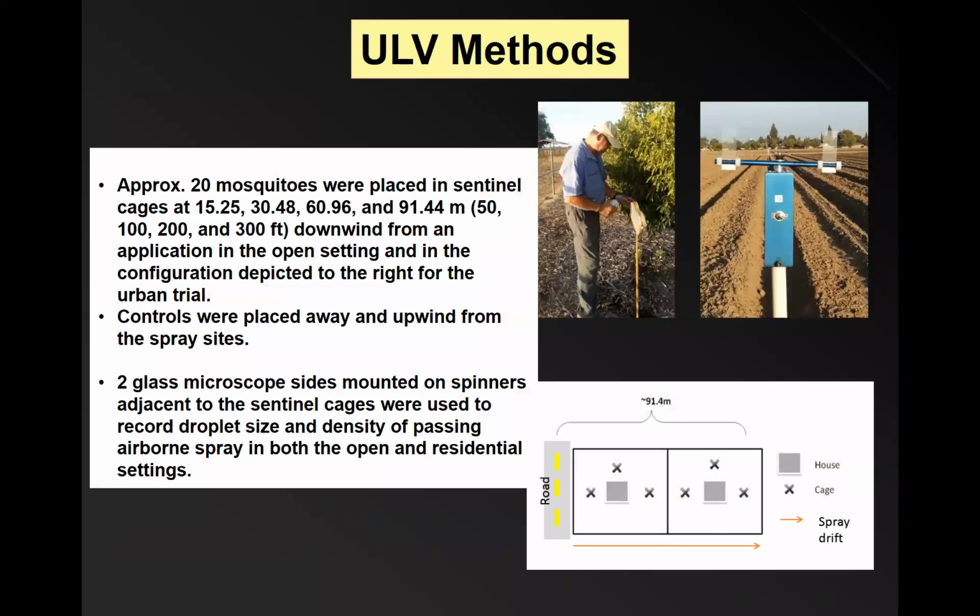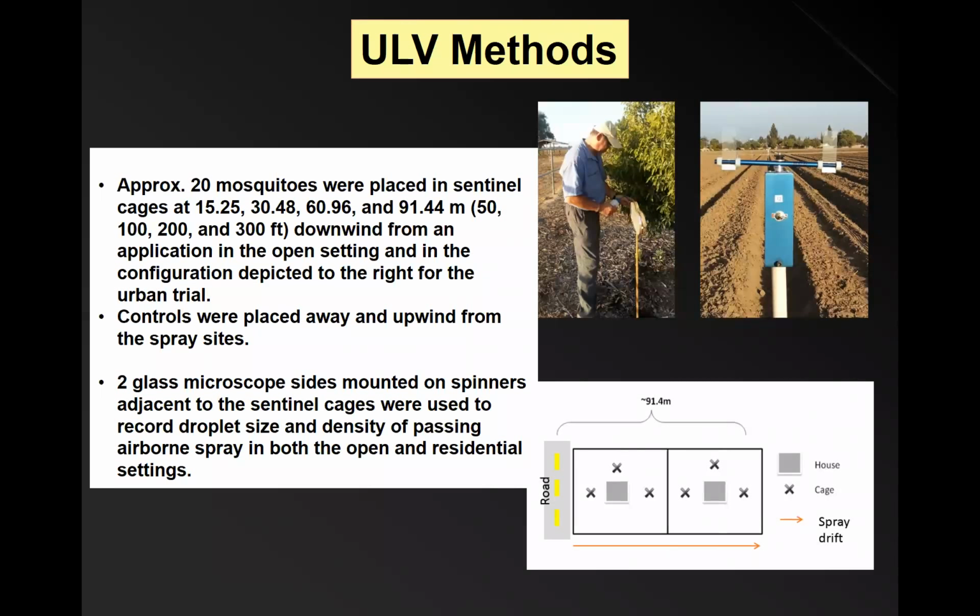So in the ULV methods, what we do is we place mosquitoes opposite the direction of the wind, and we place about 20 mosquitoes in each one of these cages, and we place these cages at specific distances away from the spray source. And in these cages, we place both the test population, so mosquitoes that come from where we collected them in the wild that we want to test for resistance, and then we also have susceptible control mosquitoes as well.